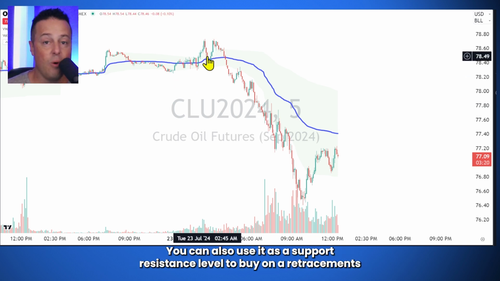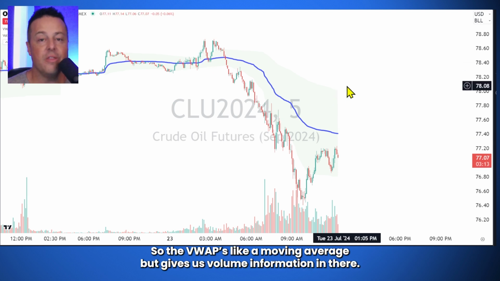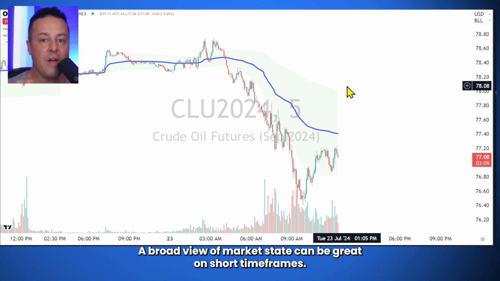You can also use it as a support and resistance level to buy on retracements off a bullish trend or to sell on retracements off a bearish trend. So the VWAP is like a moving average, but gives us volume information in there. A broad view of market state can be great on short time frames.